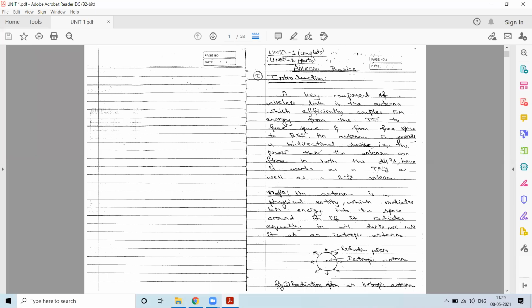So in today's session, we'll start off with the antenna basics, in which we'll be discussing multiple aspects, such as, first of all, what is meant by antenna, then what is meant by isotropic antenna, what the different kinds of antenna are, what is meant by radiation pattern, what is radiation resistance, then what are the different definitions which we can have for antenna.